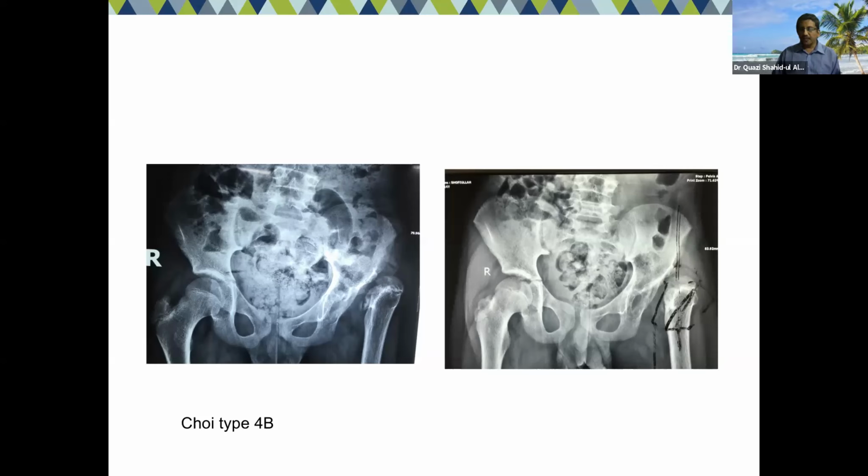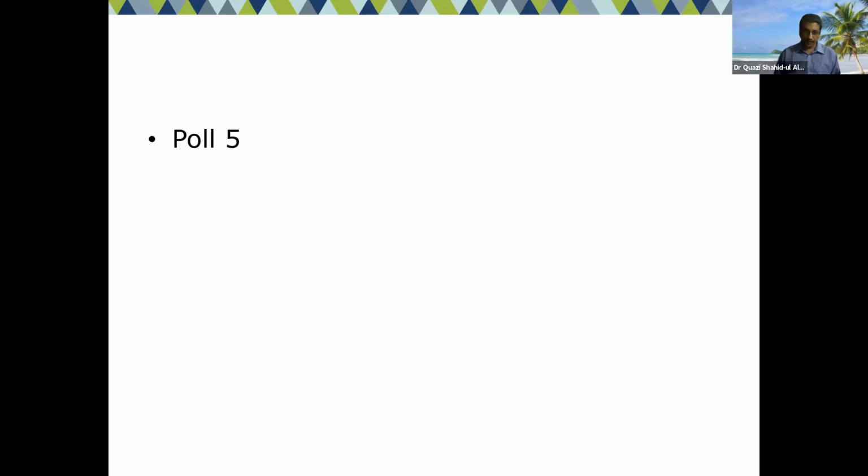The proximal fragment is totally rounded up. A small beak is actually present over there, but as the child is 14 years of age, we will treat it as 4B, no longer any treatment option to be given for 4A. So what can we do for this child right now? Our last poll question.